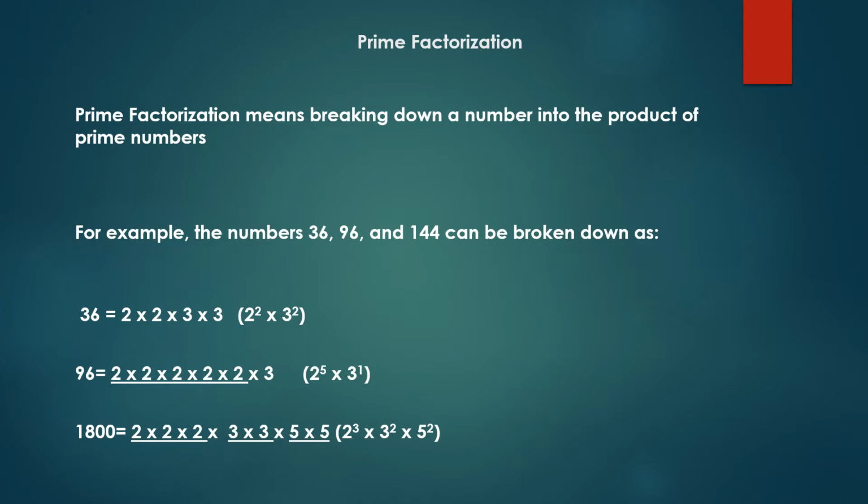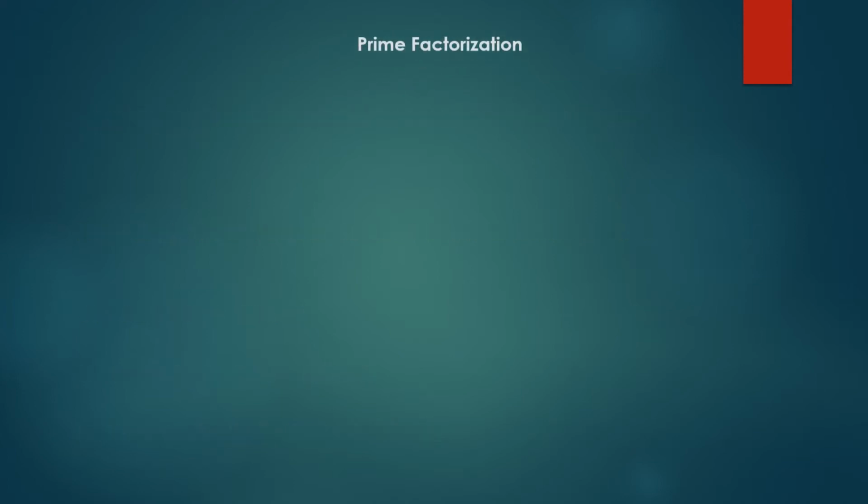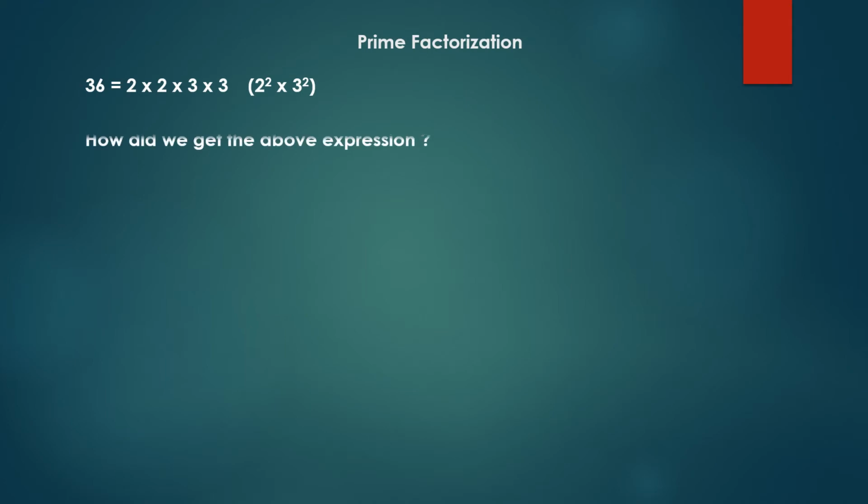1800 equals 2 multiplied by 2 3 times into 3 into 3 into 5 multiplied by 5 2 times, that is 2 raised to 3 into 3 raised to 2 into 5 raised to 2. How did we get the above expression? 2 is a prime number.